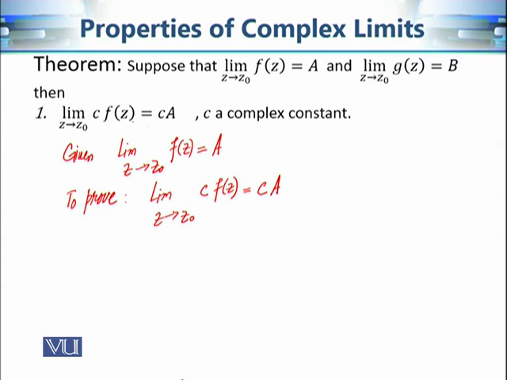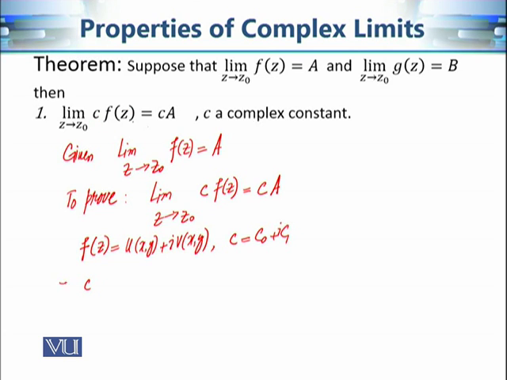To prove this, once again we want to use the bridge between the limits of complex valued functions and the limits of real valued functions. So for that let's assume that this function f of z is given in the following form: u of x y plus iota v of x y, and the constant complex number is given as c0 plus iota c1. And let's first calculate what is c f of z.